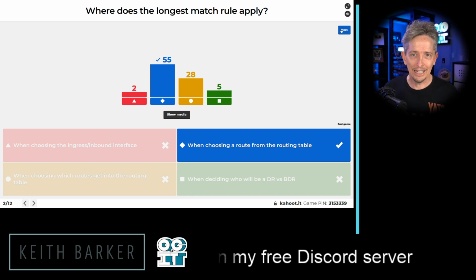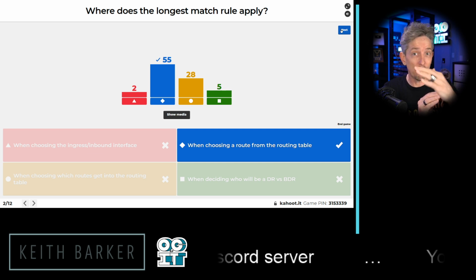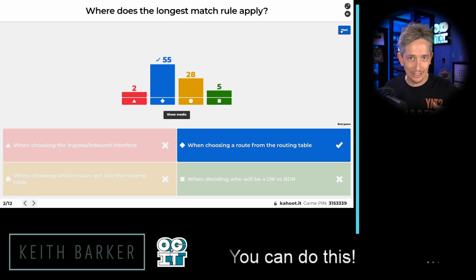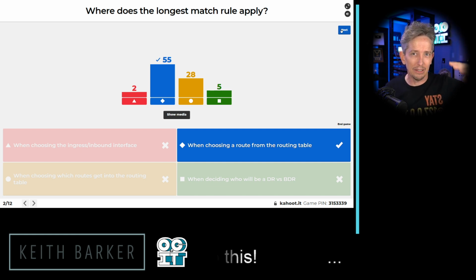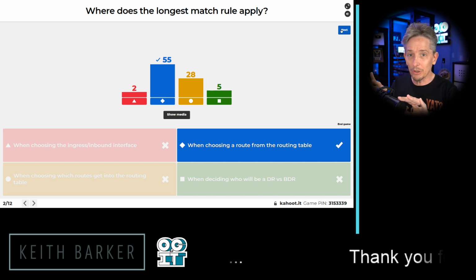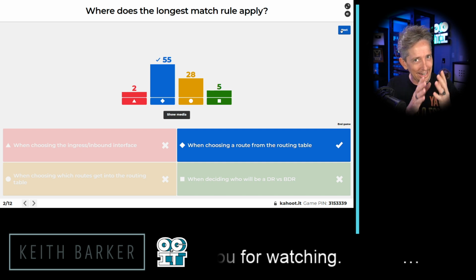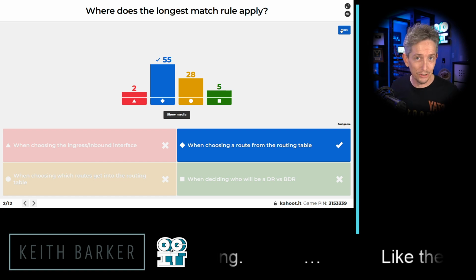What that means is if there's a packet going to 10.2.3.4, some unicast IP address, the router looks at all the routes in the routing table, and the one that has the longest match, meaning the most number of bits match, is the one that's going to be used. So AD to get in, longest match to be actually used from the routing table.